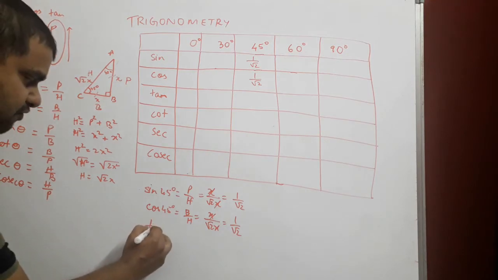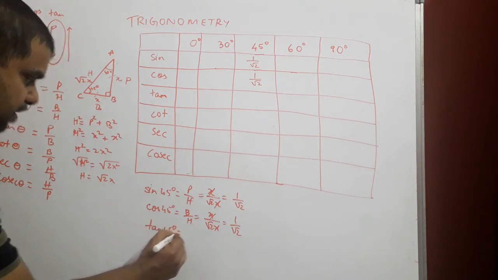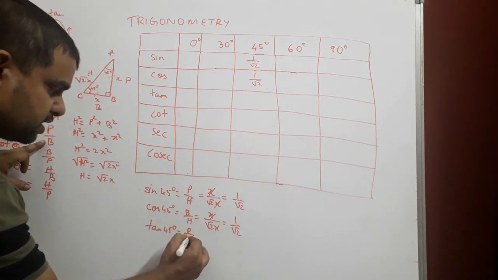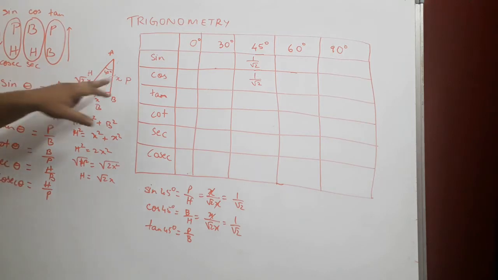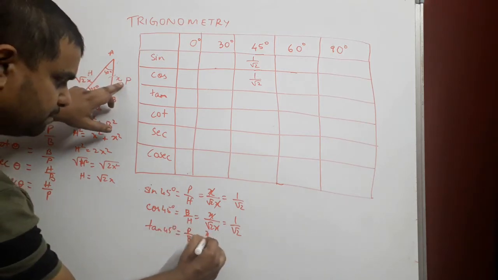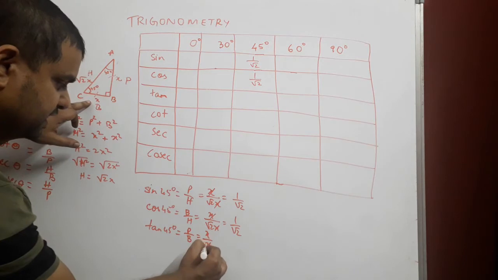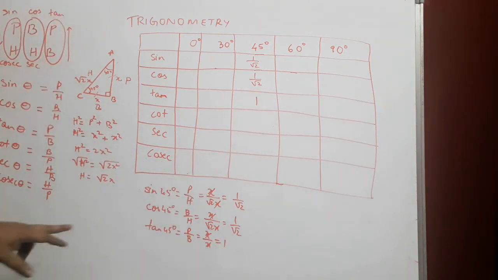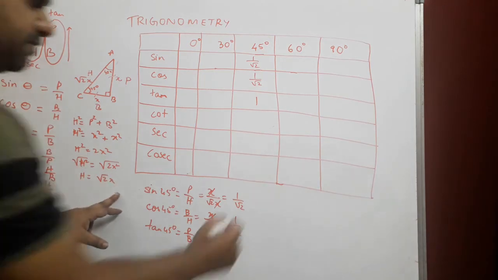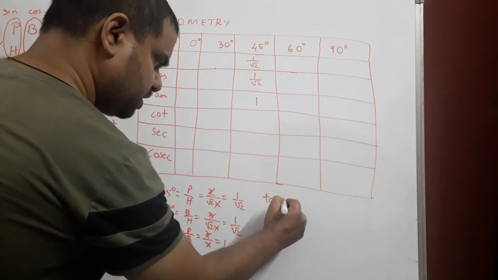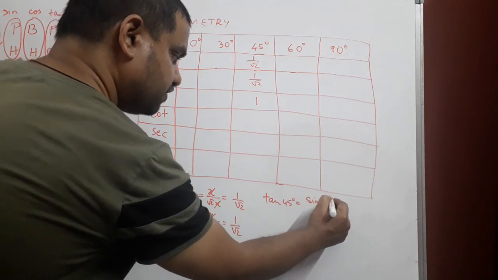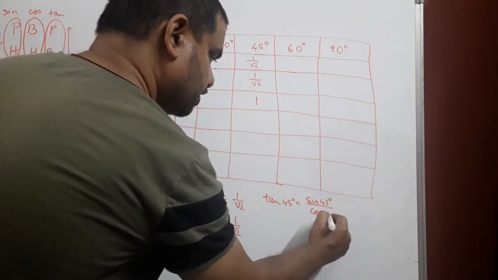What about tan 45? What do we get with tan 45? Tan 45 is nothing but p upon b. P is perpendicular and b is base. What is p? X. What is b? Also x. X and x cancel, we are left with 1. So we can write over here 1. See, tan of any angle is equal to sine upon cos. We have learned that in our formulas. So tan of 45 degrees can also be written as sine of 45 degrees upon cos of 45 degrees.